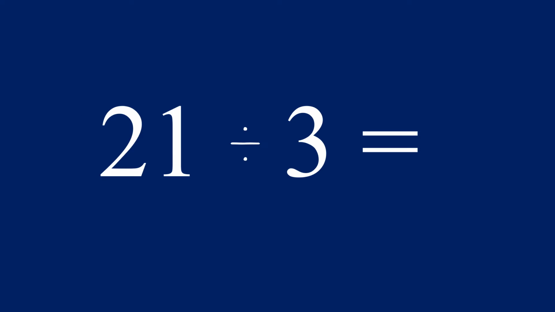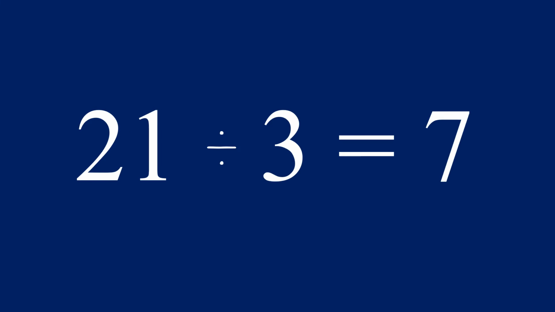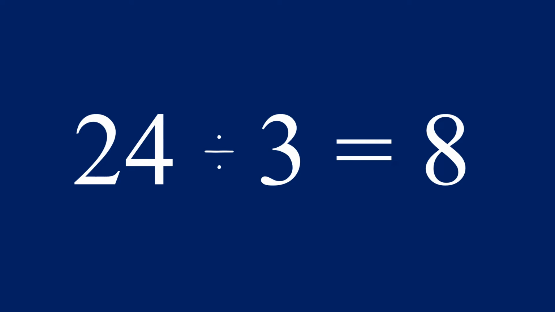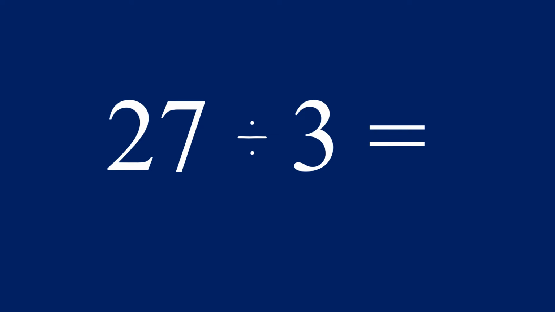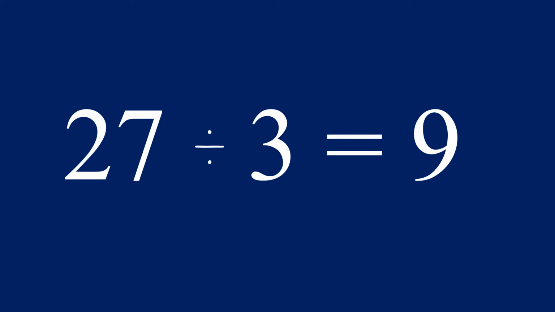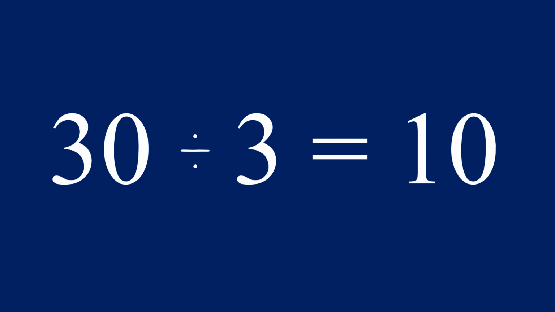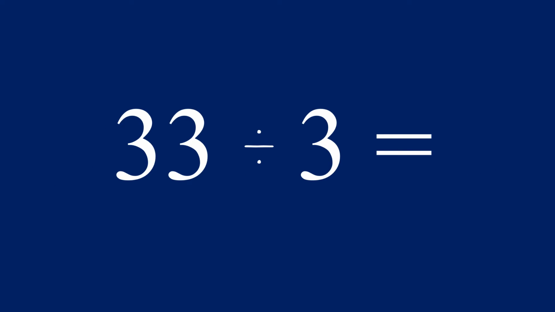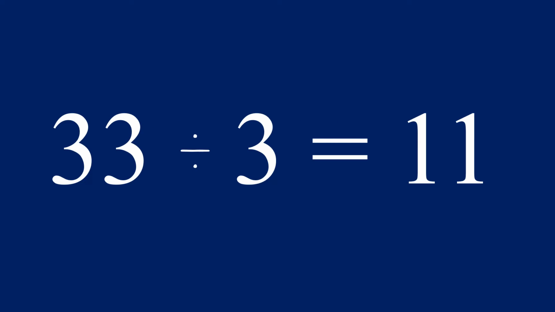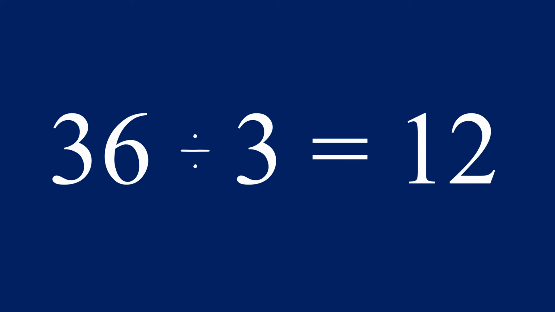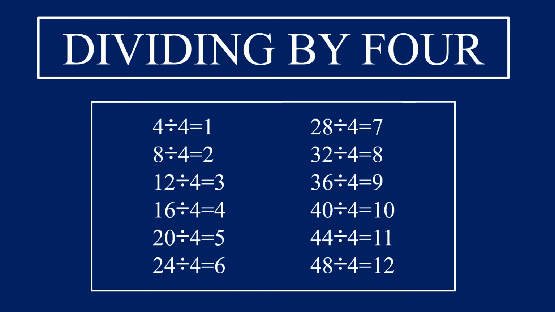21 divided by 3 equals 7. 24 divided by 3 equals 8. 27 divided by 3 equals 9. 30 divided by 3 equals 10. 33 divided by 3 equals 11. And 36 divided by 3 equals 12. Great job! Okay, now let's practice dividing by the number 4.